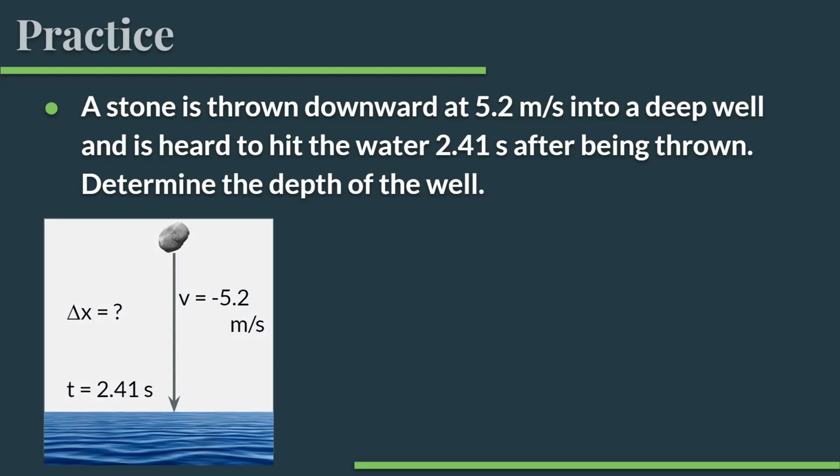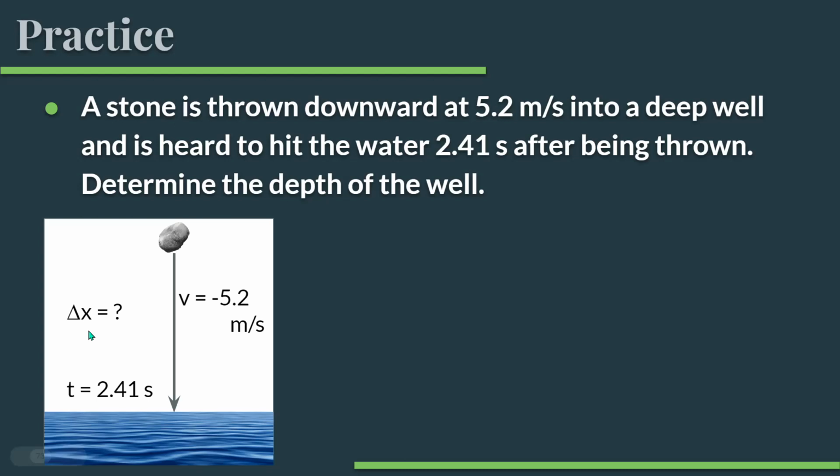And so I'm going to start with a picture. And I would recommend that you start with a picture as well for a lot of these problems. So here's my stone. Here's my initial velocity. It's thrown downward, and I'm going to go ahead and call that my negative direction. So I'm not just going to label it as 5.2, but I'm going to label it as negative 5.2 meters per second. The time is going to be 2.41 seconds, and we're looking for the depth, which means we're looking for how far down it goes. So we're looking for displacement.